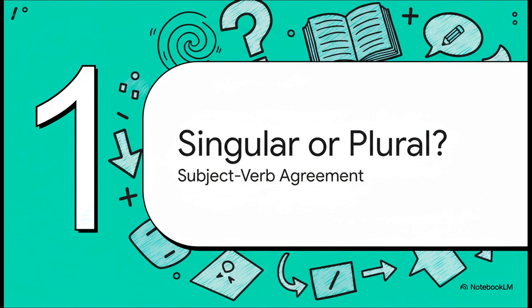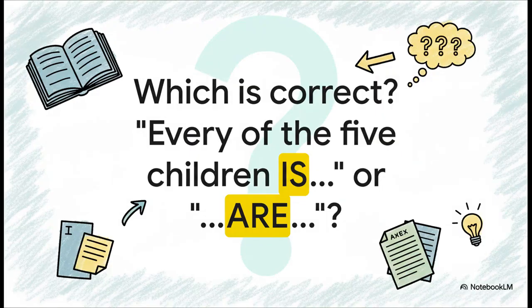First up, the big one. This is probably the most frequent point of confusion. And you know what? It's an absolute goldmine for exam questions. We're talking about making sure your subject and your verb are actually on the same page. Let's kick things off with a classic trap. You see the phrase 5 children, and your brain just screams plural, right? But hold on, is the verb supposed to be plural? This is exactly the kind of question they designed to catch you off guard.